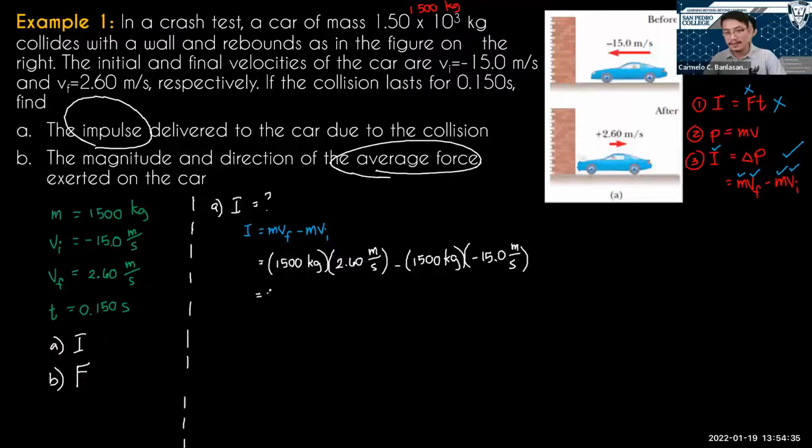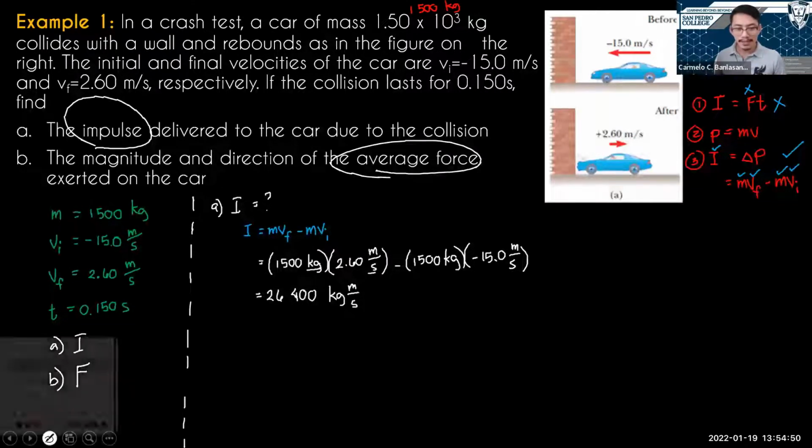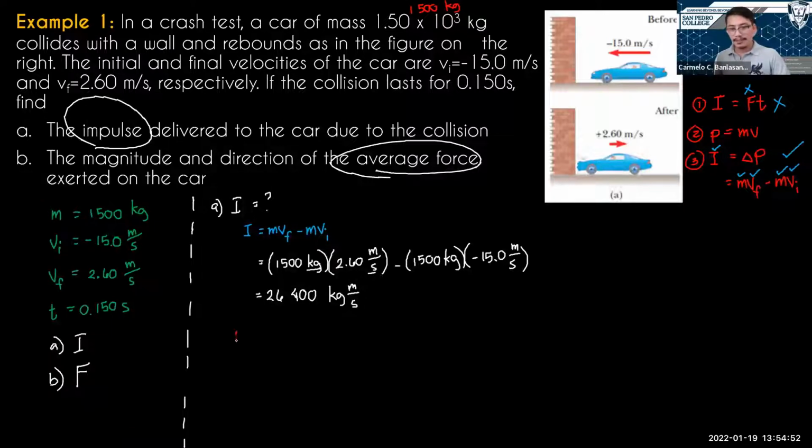That gives us 26,400. What's the unit? Kilogram meter per second. Good. So our final answer will be impulse is equal to 26,400 kilogram meter per second. So this is already our final answer. Take note of the equation and the unit, ha? Ito yung unit natin, kilogram meter per second for impulse.